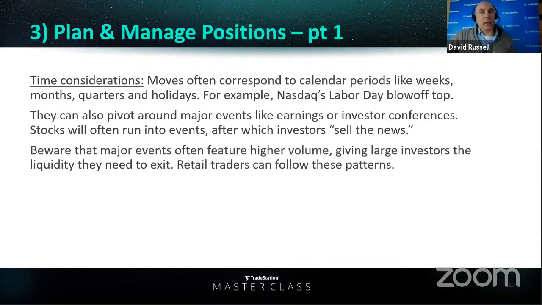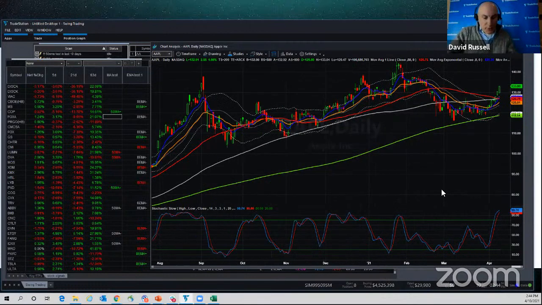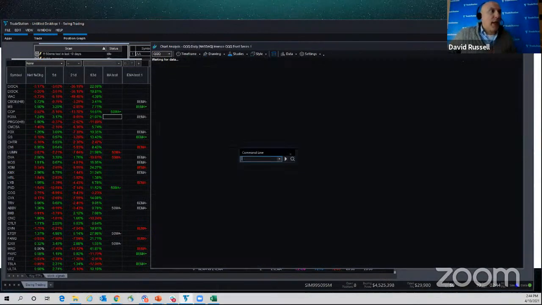I want to throw out the idea to have an idea of what's happening on the calendar. Time considerations: moves often correspond to calendar periods like weeks, months, quarters, holidays. I don't know if you guys remember this, but when Tesla was splitting its stock and Apple was splitting its stock, look at the QQQ, the NASDAQ.